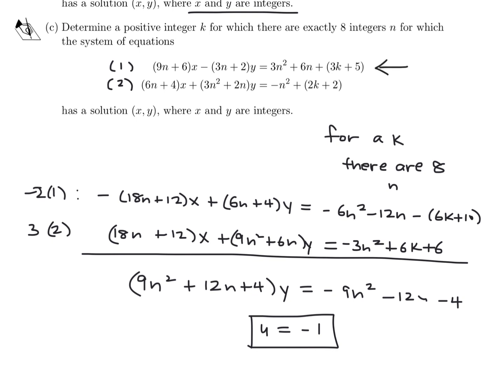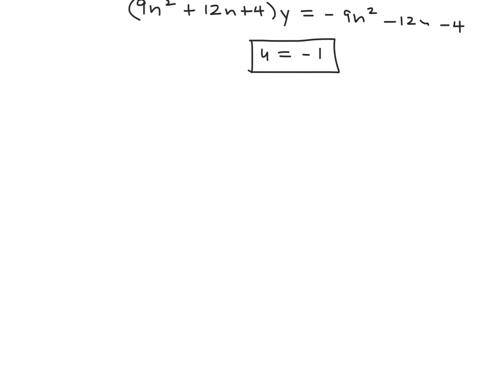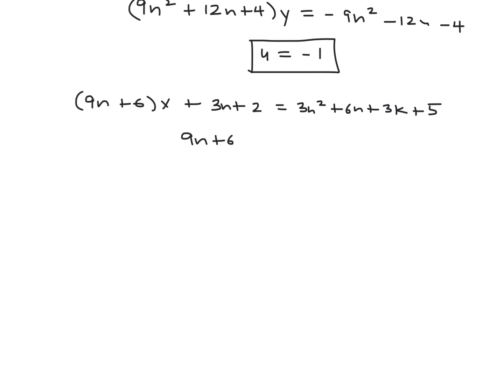So I guess we just go back and substitute that into any of these. I'll just substitute it into 1. And if I substitute that into 1, I'll get 9n plus 6x plus 3n plus 2 is equal to 3n squared plus 6n plus 3k plus 5. Okay. All right, what do I do here? I guess the only thing I can do is collect like terms. Put everything on one side, and we get 3n squared plus 3n plus 3k plus 3. Correct? And I think that's about as far as I can go there.